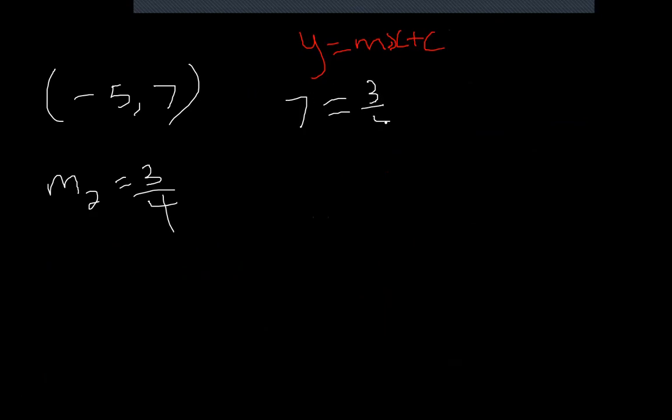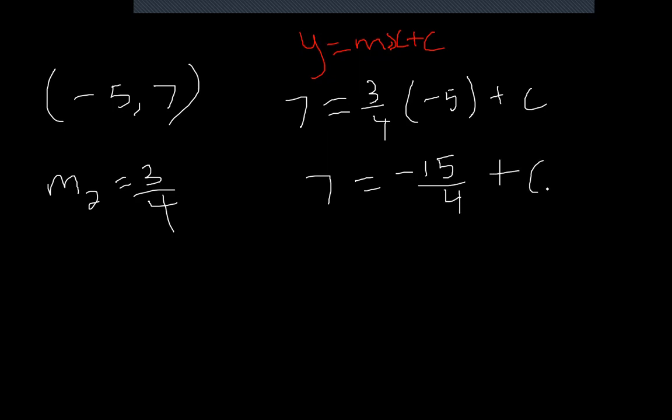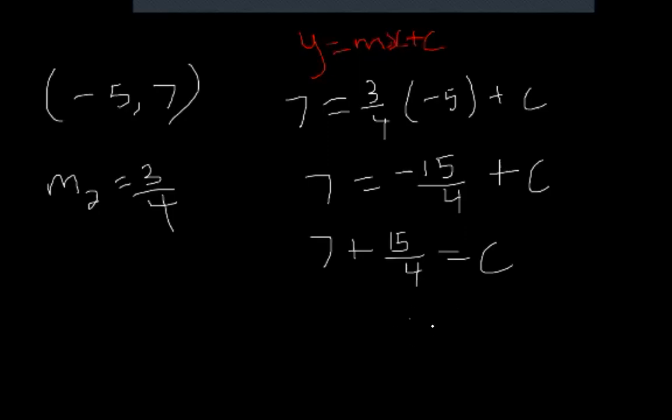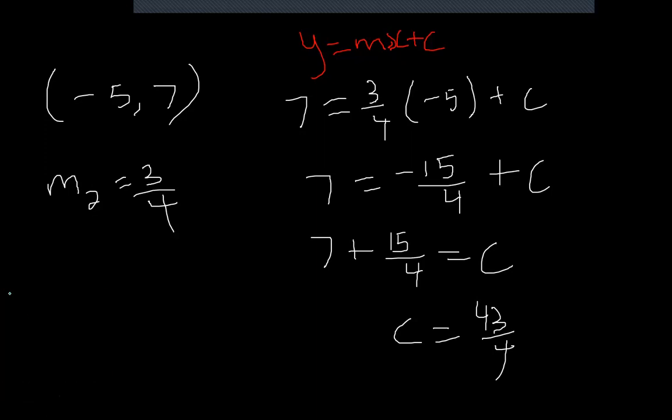So 3 on 4, x is minus 5, plus c. Then that's 7 equals 3/4 by minus 5, which is minus 15 on 4, plus c. This becomes 7 plus 15 on 4 is equal to c. So c is equal to 43 on 4. And that's how we would still end up with y is equal to, put back my gradient, 3/4 x plus my c, which is 43 on 4. That was just in case anybody used the other method.